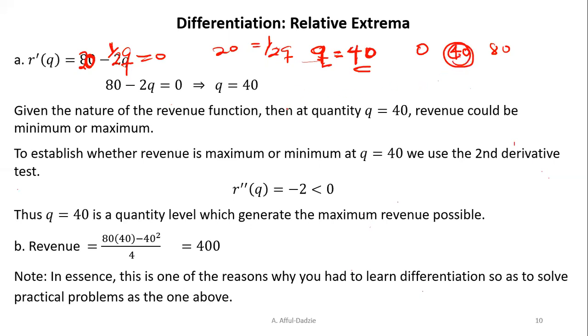So what we do is take the second derivative of our expression. Now we're going to do R prime prime of Q. We had 20 minus 1 over 2Q. If we take the second derivative, or differentiate the function again from the first derivative, the 20 goes away and this Q goes, so all we're going to have is negative 1 over 2. And negative 1 over 2 is less than 0.